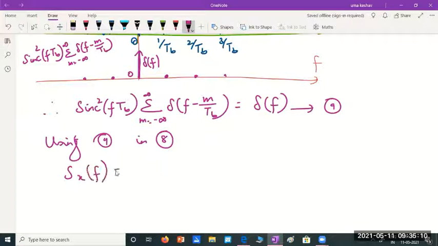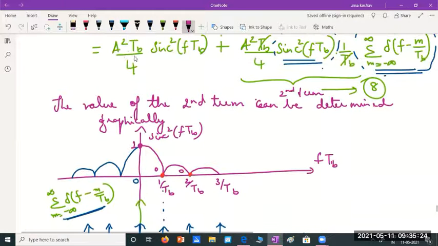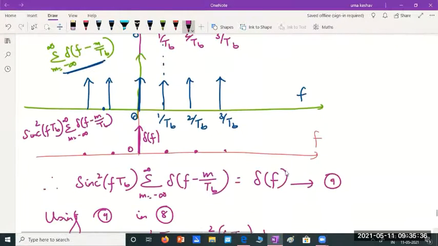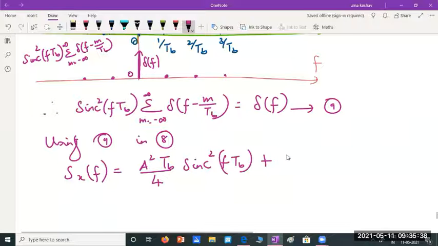The power spectral density Sx of F. The first term was a square TB by 4, I think, sinc square FTB, plus, see this first term a square TB by 4 sinc square FTB. In the second term, I'm left only with a square by 4. And we know sinc square FTB into this summation would result in delta of F. So what is left in the second term is just a square by 4 into delta of F.